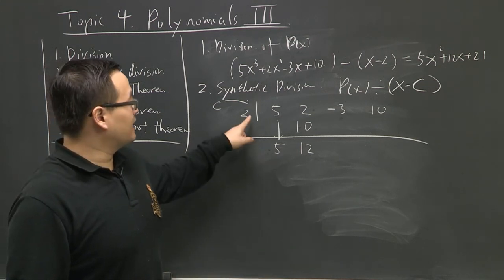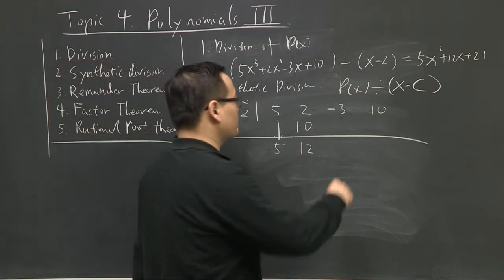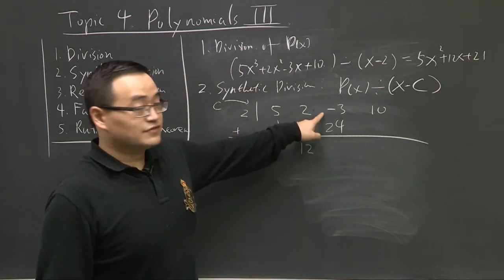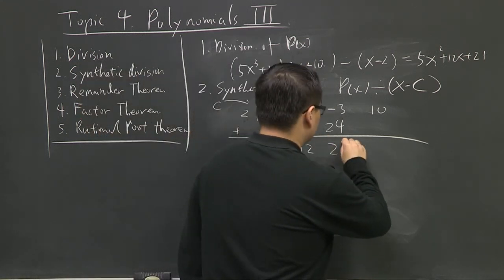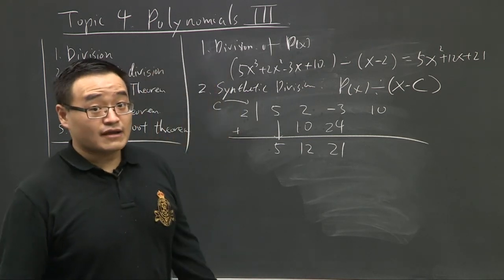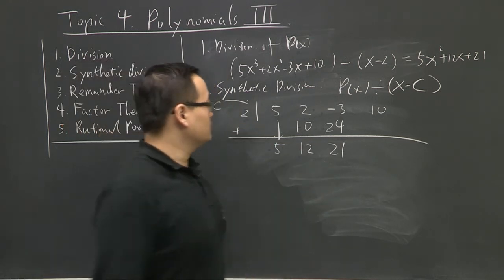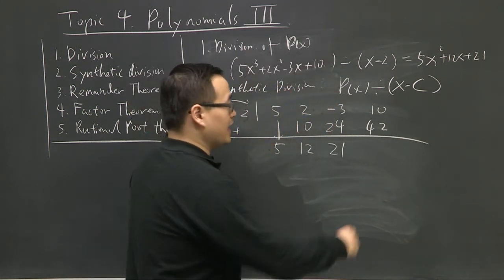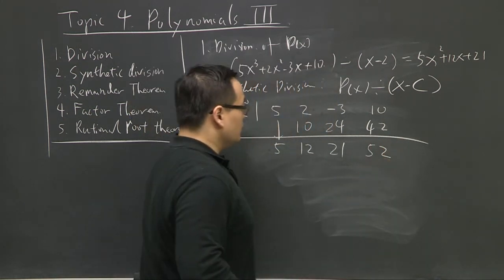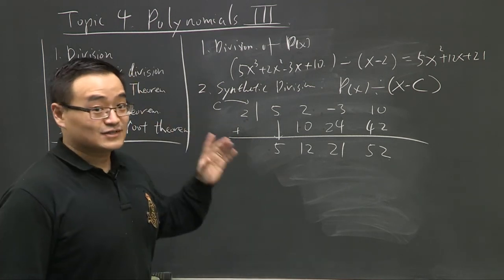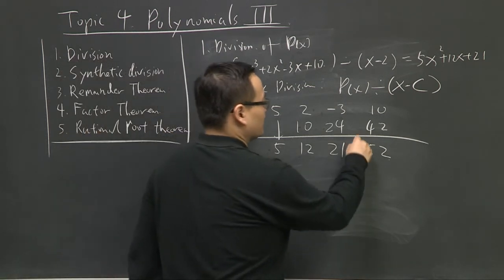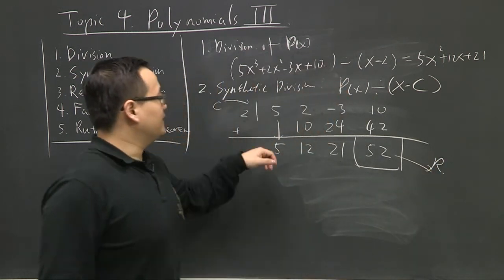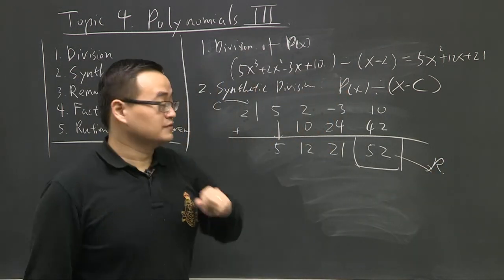You repeat the same thing again. 2 times 12? 24. 24 plus negative 3? 21. Right? Pretty fast. 2 times 21? That's the one I was struggling with, 42, right? And you get 52. You say, well, this is a strange number that doesn't make any sense. That's not true. Your last term is your remainder, and this is your quotient.